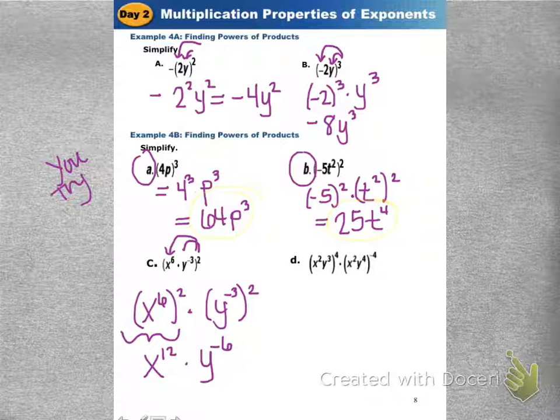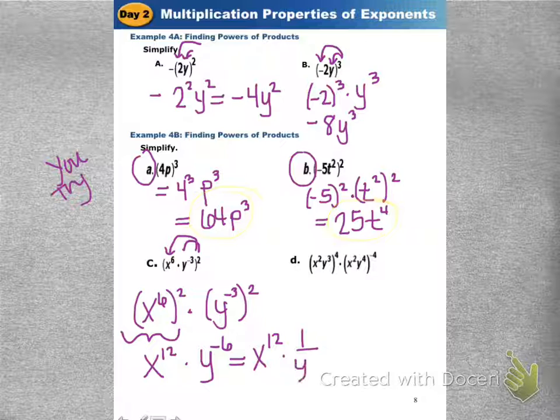And now at the end, I'm going to take care of that negative exponent. I can do that by taking the reciprocal. So this really means x to the 12th times 1 over y to the 6th, or you can go straight to just putting it on the bottom, so your x to the 12th would be on the top and your y to the positive 6 is on the bottom, and that's your final answer. So go ahead and pause the video and try example D and check back in for your answer.